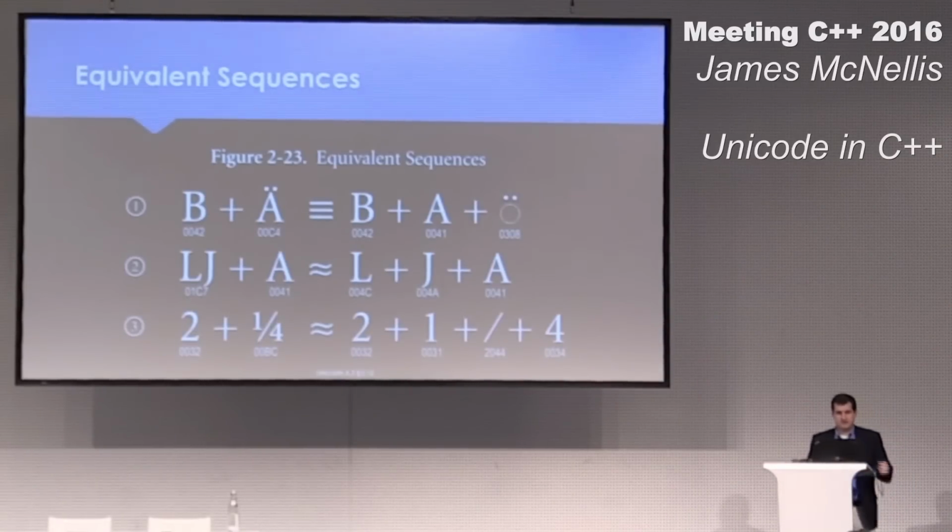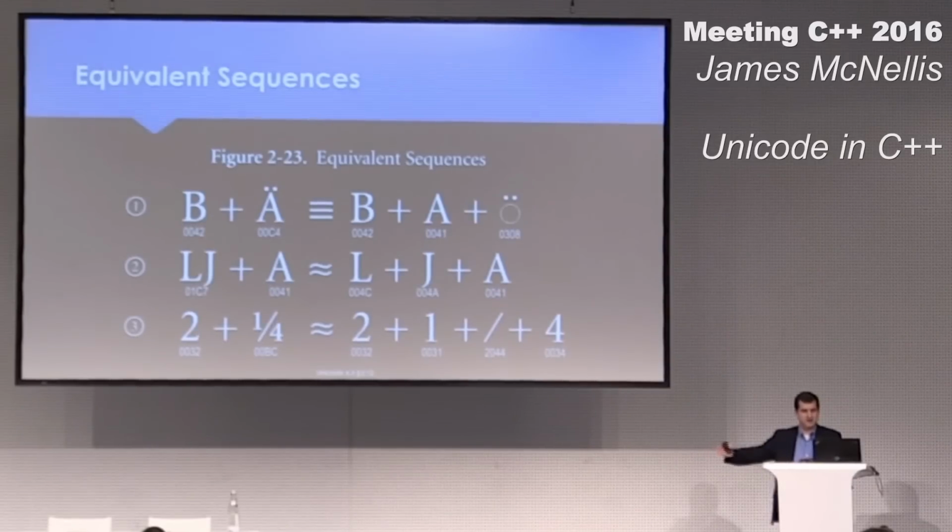So Unicode defines two types of equivalence. The first example here shows canonical equivalence. If we have the A with diaeresis, the precomposed form, it is canonically equivalent. It should be treated exactly the same for equivalence purposes as the capital letter A followed by the combining diaeresis.